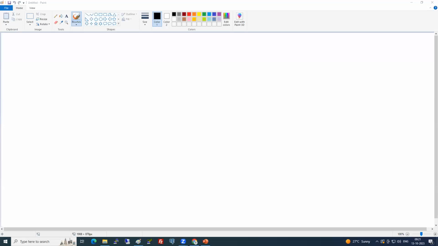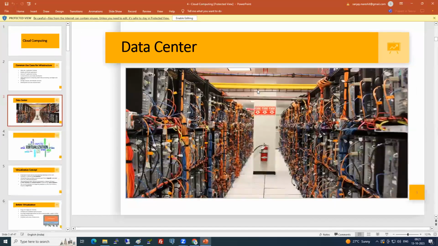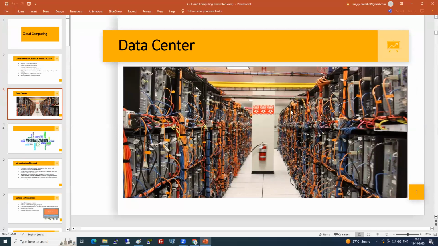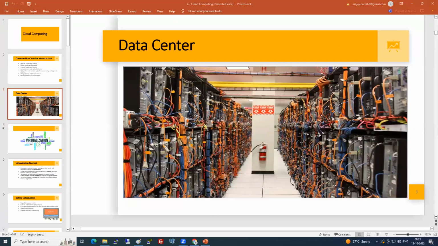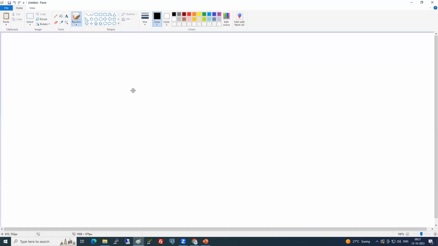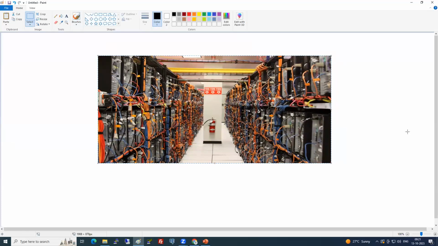Let's have some fun today. I'll show you one diagram and you should tell me what the diagram is. My bad, I should have copied this before. Okay, what is this?